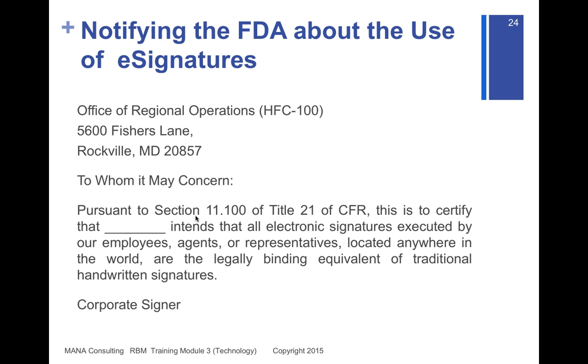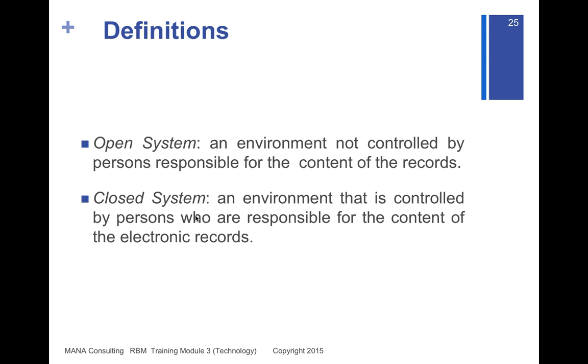So, notifying the FDA about the use of e-signatures. In 21 CFR Part 11, they require that every organization send notification that they intend to use electronic signatures. Now, they don't have to do it for every trial or every project, but every organization must send this letter documenting that they plan to use it, and that they are saying that the electronic signature is the binding equivalent of a traditional handwritten signature. Now, another big piece. So, any questions up to now?